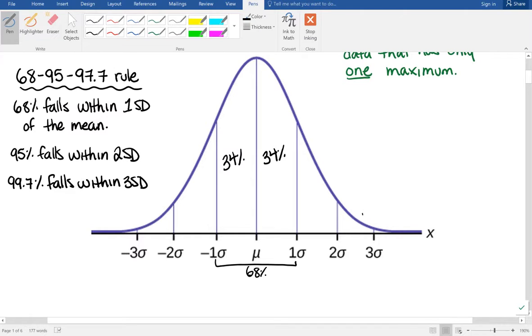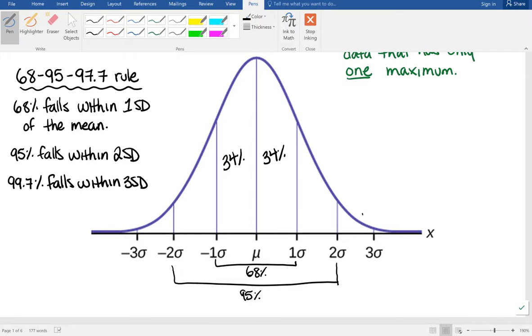For the next part of the rule, it says that 95% of my data falls within 2 standard deviations of the mean. So 2 standard deviations to the left, 2 standard deviations to the right. What I already know is that 68% of my data is already in the middle. So if I subtract 68 from 95, what I'm left with is 27%. But that 27% would have to be distributed evenly between these two bars. So when I divide it by 2, I get 13.5%.